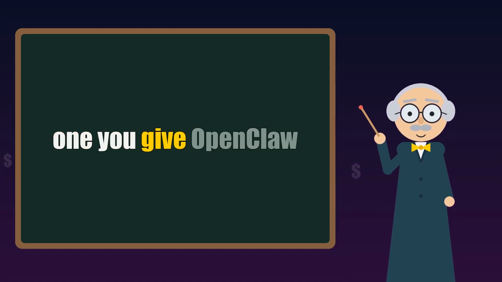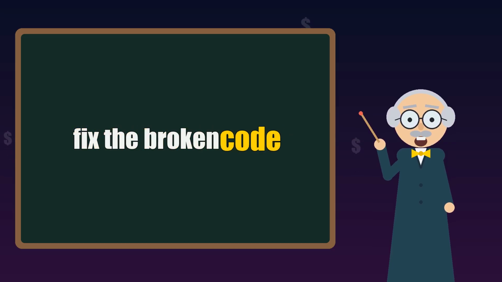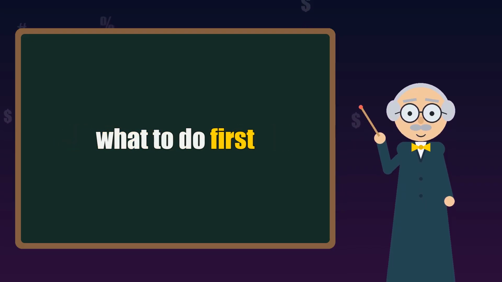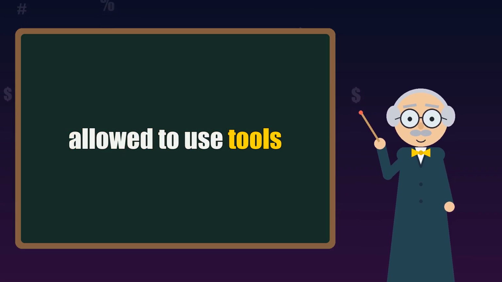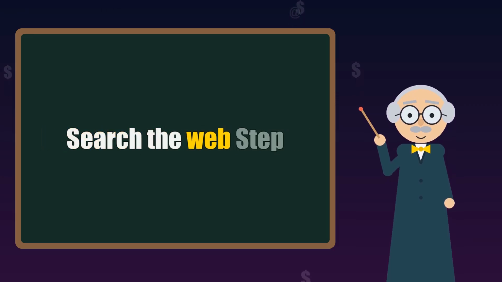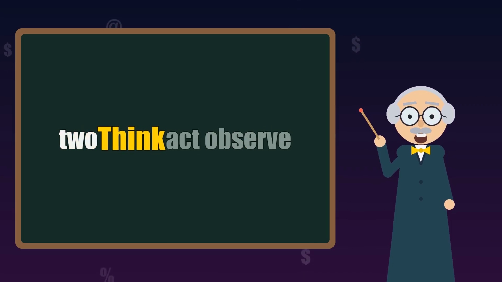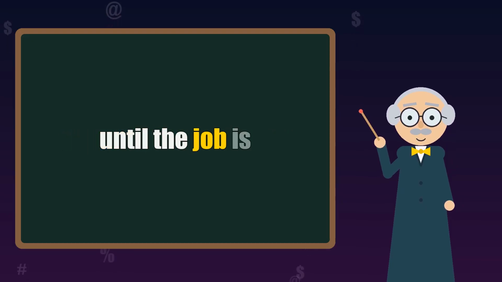Step 1. You give OpenClaw a goal. Something like, read this folder and fix the broken code. Step 2. The model thinks out loud about what to do first. Step 3. And this is the magic, it's allowed to use tools. It can open files. Run a terminal command. Search the web. Step 4. It looks at what happened, and it loops back to step 2. Think, act, observe, repeat. Over and over until the job is done.